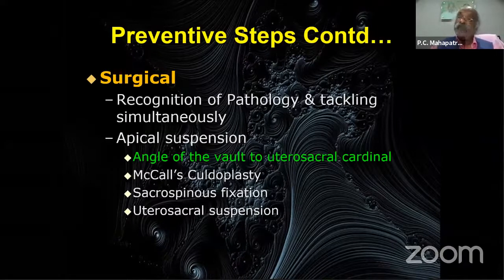Apart from that, apical suspension is very, very important. Even if you do a vaginal hysterectomy or an abdominal hysterectomy or a laparoscopic hysterectomy, the angle of the vault should be adequately sutured to the uterosacral ligament. That is considered one of the best supports. Uterosacral and Mackenrodt's ligaments, I think this is there.